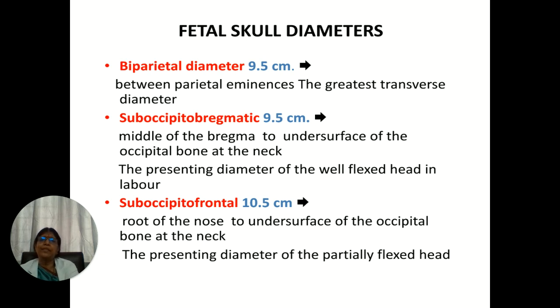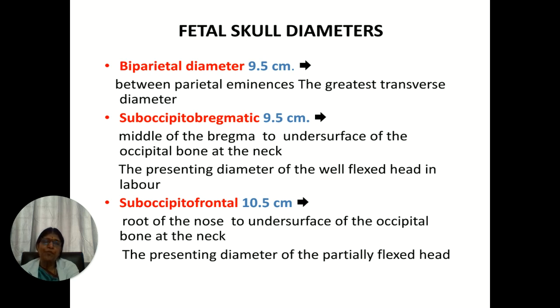Fetal skull diameters. The important diameters of the fetal skull which have to be known are the longitudinal diameters and the transverse diameters. Among the longitudinal diameters, you have the suboccipitobregmatic diameter, from the middle of the bregma to the undersurface of the occipital bone in the neck. That is the diameter of engagement in a vertex presentation of a well-flexed head.